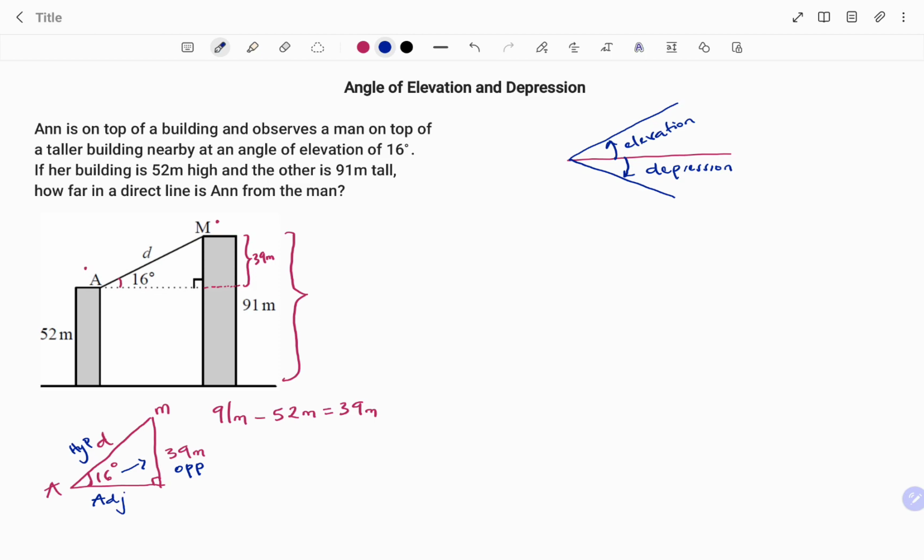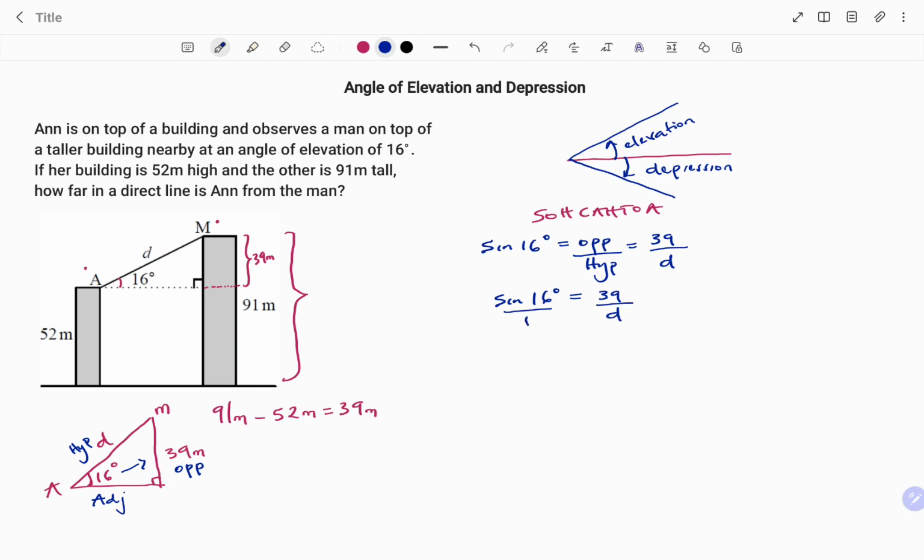Now we are looking for the hypotenuse, or d. We have our opposite and the angle. The trig ratio to use, we have SOHCAHTOA. The trig ratio we're going to use is sine, such that we have sine 16 degrees equals opposite over hypotenuse, and in this case our opposite is 39 meters over the hypotenuse, which is what we're looking for. That's d. So we have sine 16 degrees equals 39 over d.